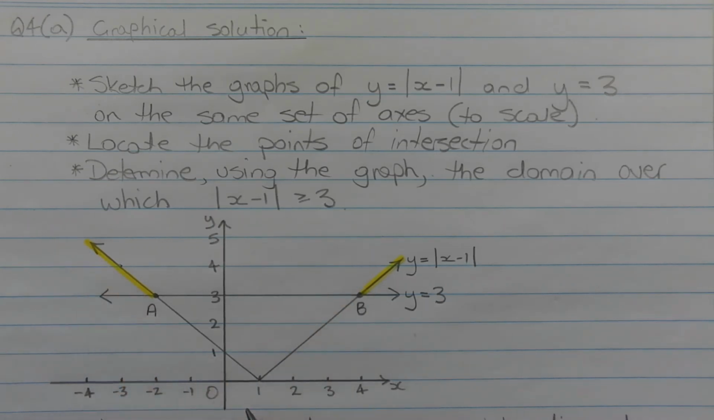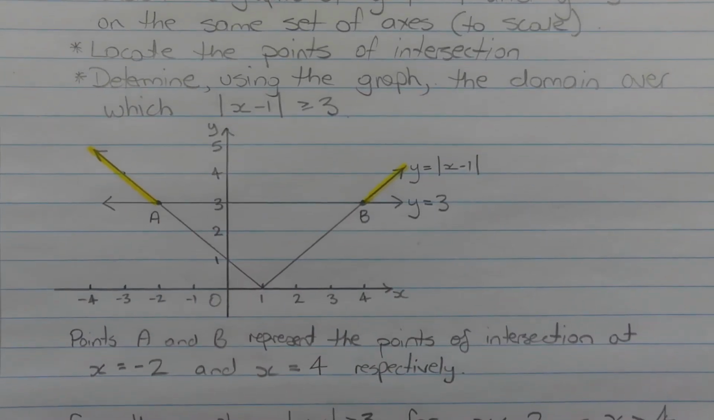So here is a sketch of the graphs of y equals the absolute value of x minus 1 and y equals 3, which is the horizontal line passing through a y-intercept of 3. And I've drawn it to scale, and that is important in determining the solution because that's what we'll use the graph for. And we can see that points A and B represent the points of intersection at x equals -2 and x equals 4, respectively.